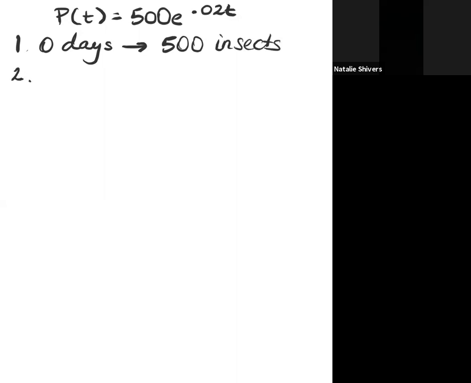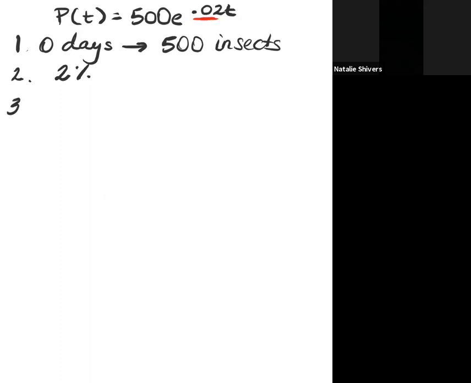It asks, what is the growth rate of the insect population? Well, the rate is right here, but we need to change it to a percentage. So it's going to be 2%.